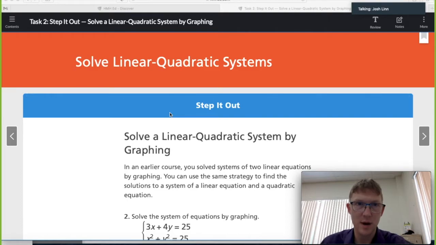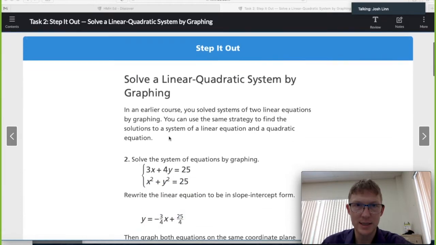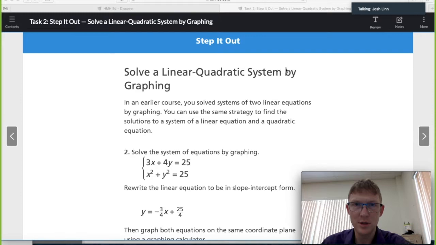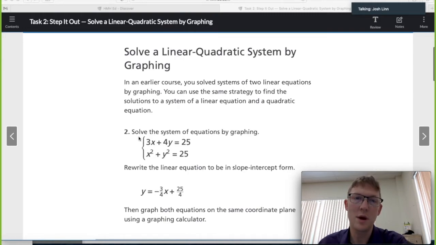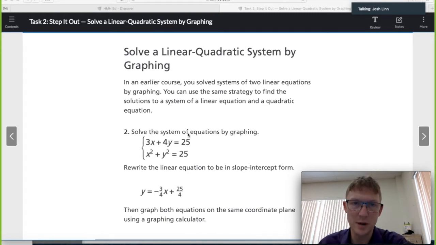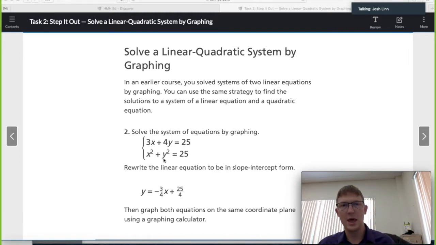Okay, so let's try one out. So we've got a linear quadratic system by graphing. In this case, it's a linear circle-ish system, but by quadratic, they're just referring to x squared and y squared. So you can express a circle that way. Anyway, it says solve the system of equations by graphing. 3x plus 4y equals 25, and x squared plus y squared equals 25.